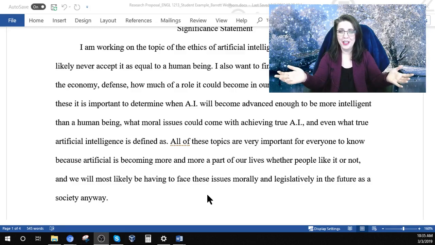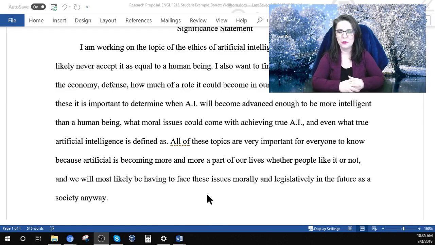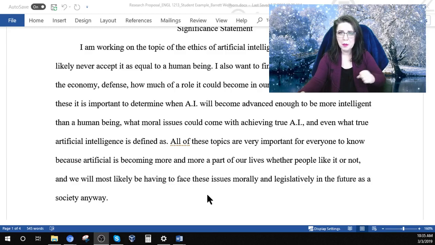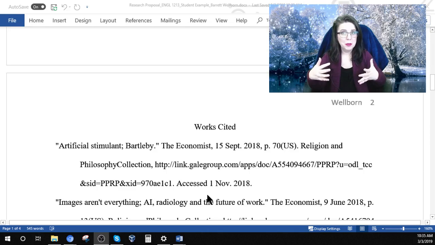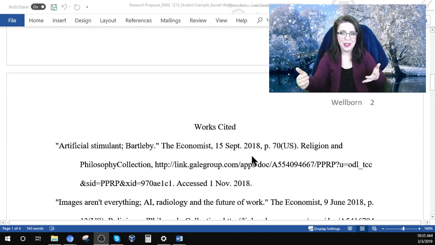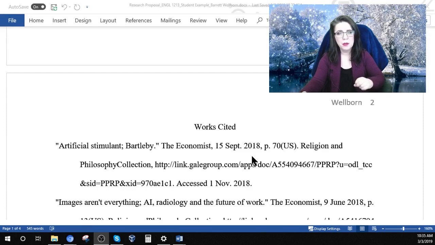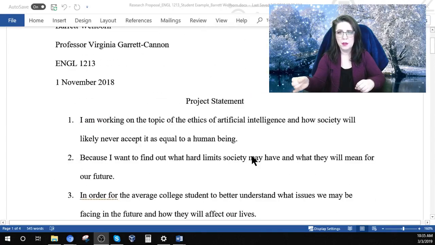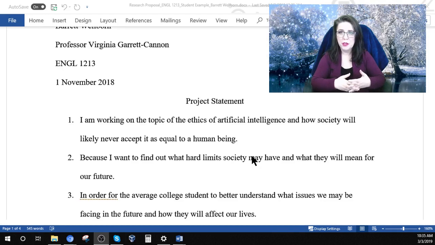Very true. And yes, it is an arguable topic. Yes, it was approved. It could have used some revision to take care of the errors that are within it, but it does meet all the criteria. And he does have a working bibliography. It should not say cited, it should say working bibliography. There are also some MLA errors in here. However, the purpose is for you to see an example of the project statement, the significance statement, to see what it is that I'm looking for.